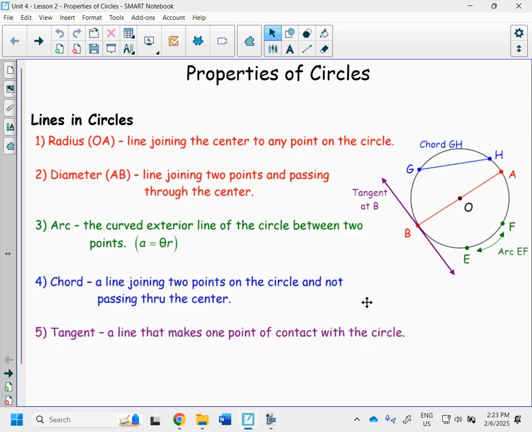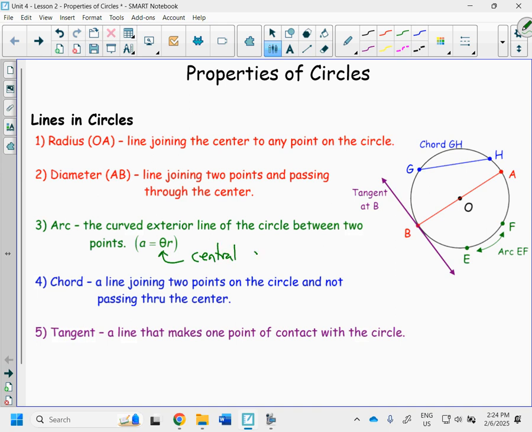Our formula is A equals theta R, which really is just the idea of circumference. Circumference of a circle is found by 2 pi r. But if we don't go all the way around the circle, when we go part of the way around the circle, that 2 pi becomes a portion of 2 pi, or what we call the central angle. That's our new one. The central angle is not the whole thing, it's just part of it.